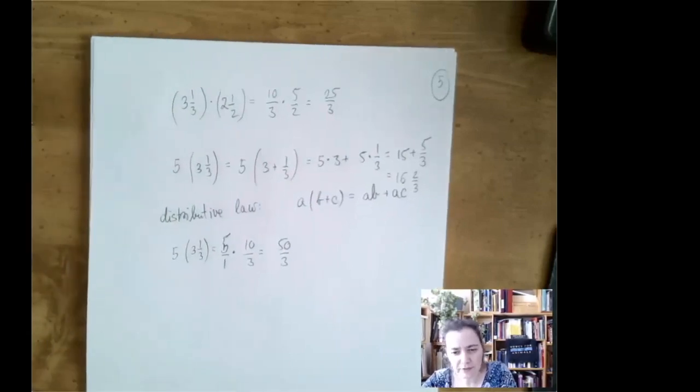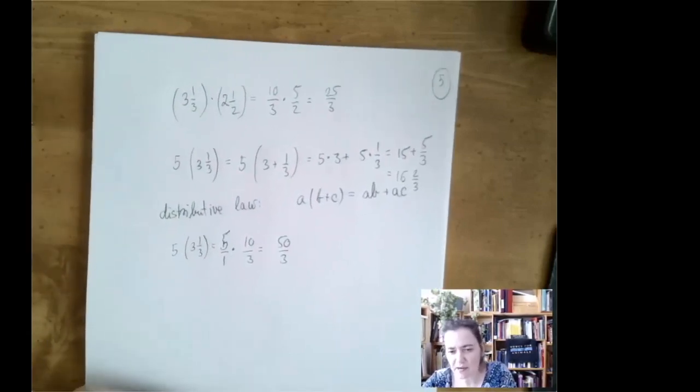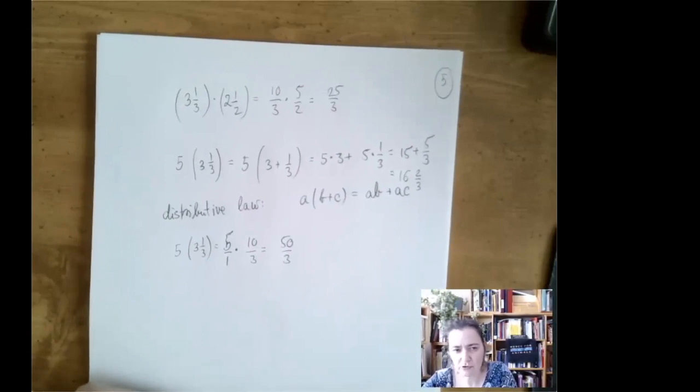When it comes to multiplication, most of the time mixed numbers are a problem. First thing you're going to have to do is get rid of them and work with improper fractions.